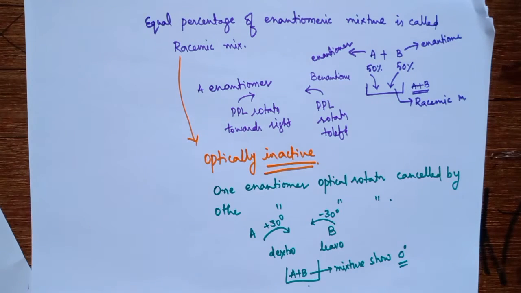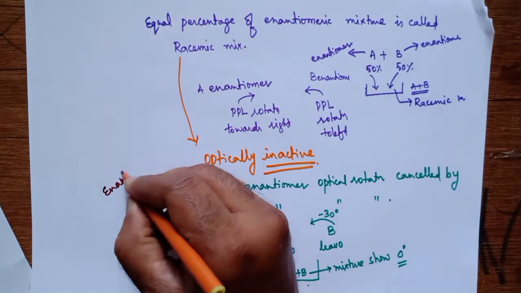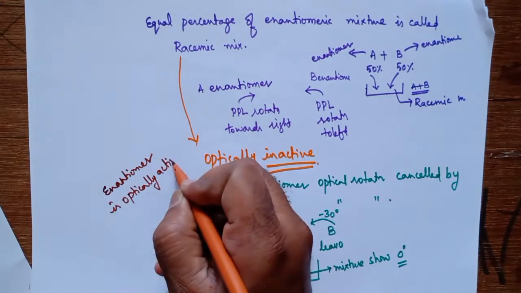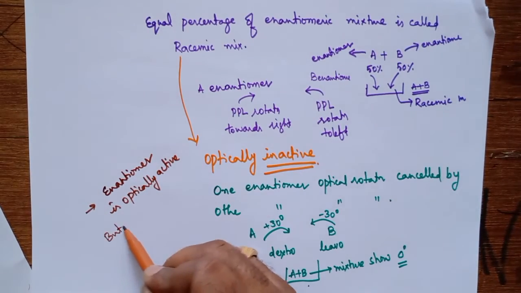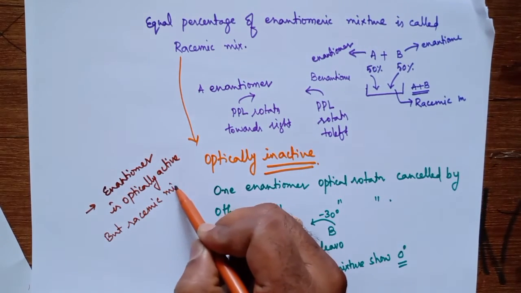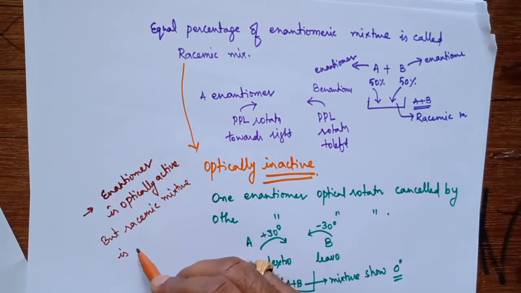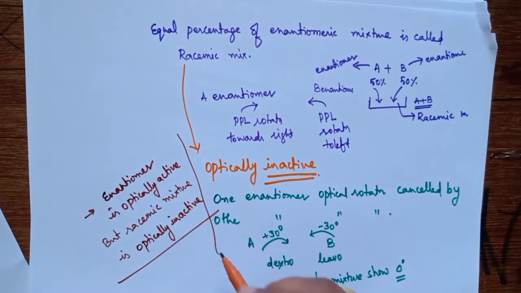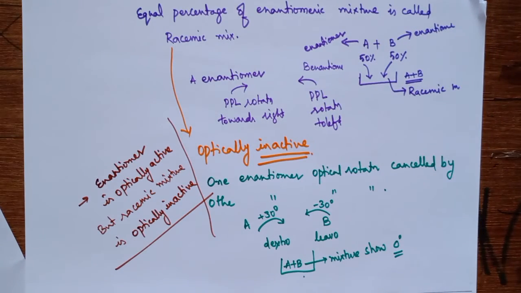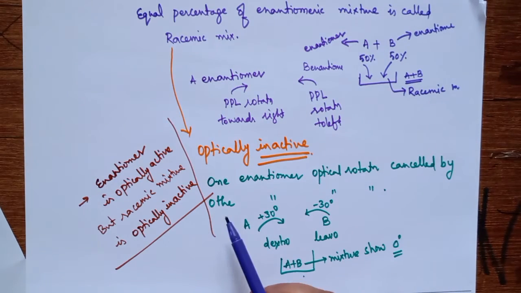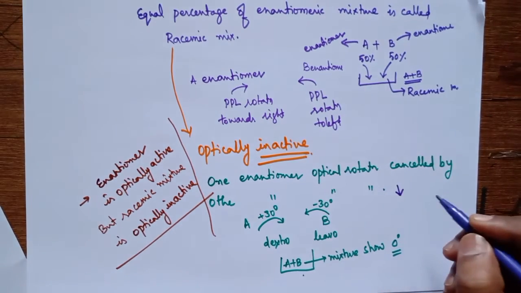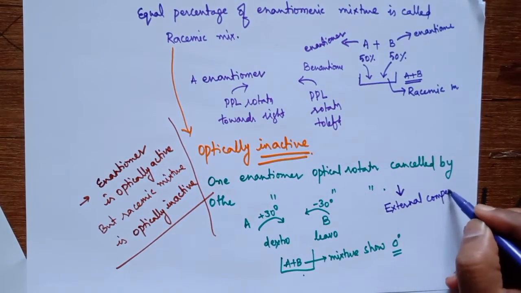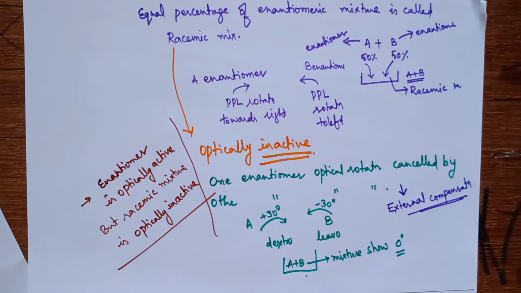An enantiomer is optically active because it has one rotation value, but a racemic mixture is optically inactive, due to one enantiomer's optical rotation being cancelled by the other enantiomer's optical rotation. This you call external compensation.